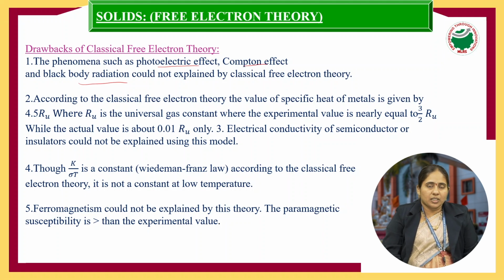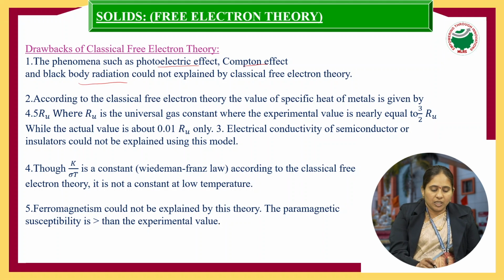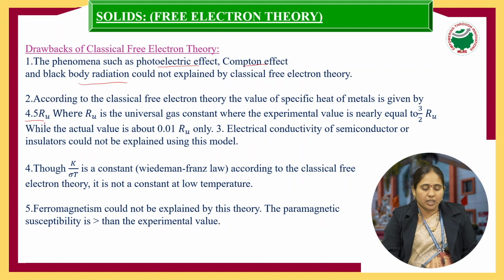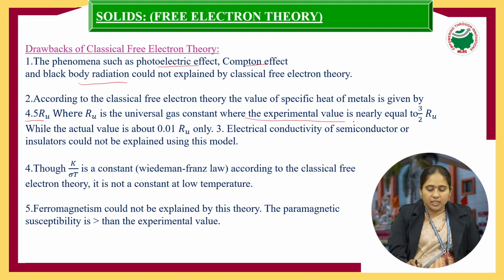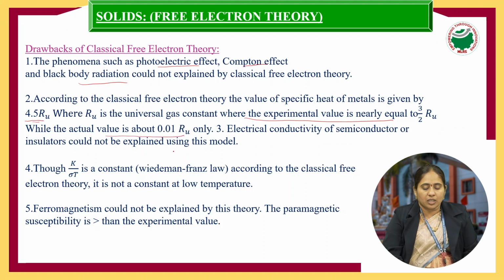Second failure: it does not give the correct value of the specific heat of metals. The classical value of the specific heat of a metal is 4.5 Ru, where Ru is the universal gas constant. Experimentally it is 3/2 Ru, but the actual value is 0.01 Ru. So there are three discrepancies, three values that differ. That is why it does not give the correct value of the specific heat of metals.